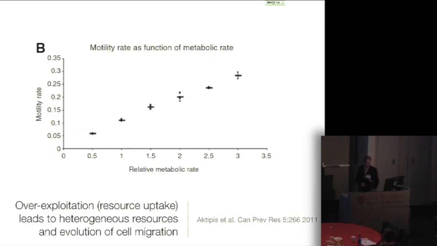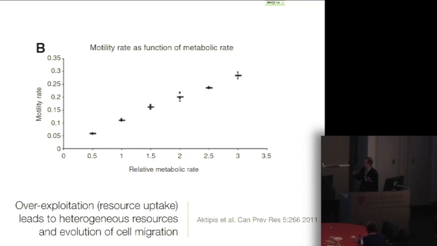Athena Actibus did a related model here, which is to show that even if the resources are being delivered homogeneously across a tumor, if the neoplastic cells are overexploiting their environment, that is, if they're taking up more resources than are being delivered to any part of the tumor, they will locally degrade and deplete the resources, and they'll cause this patchiness of resources. So if the neoplastic cell has a ramped up metabolism, it will be under selective pressure to be able to move because it uses up its resources, and if it sticks around, it dies. Right?